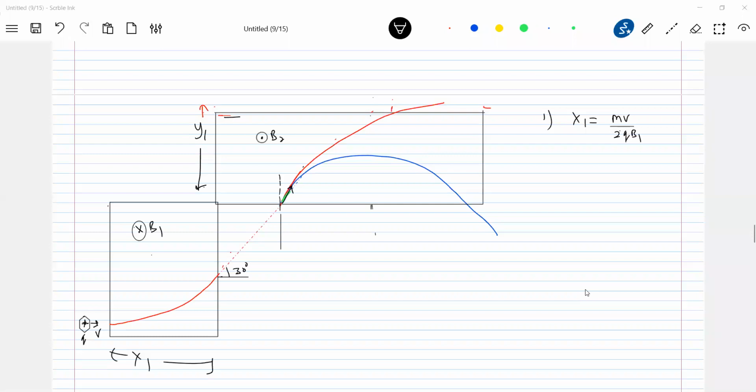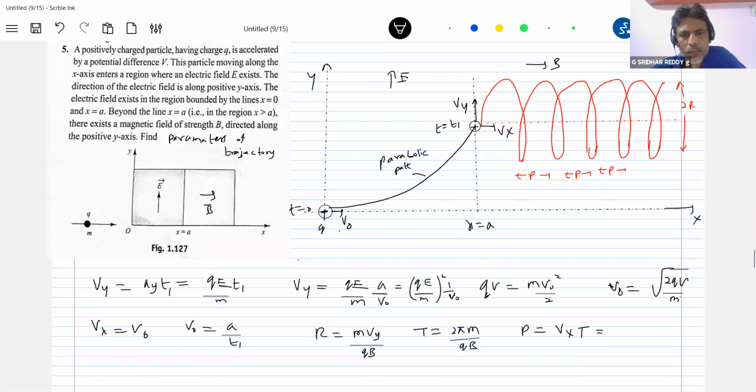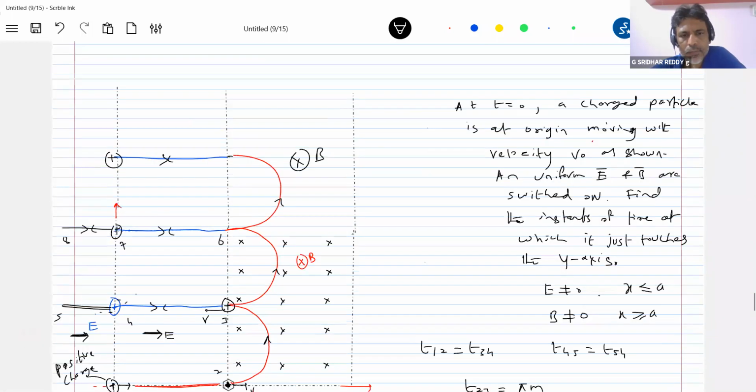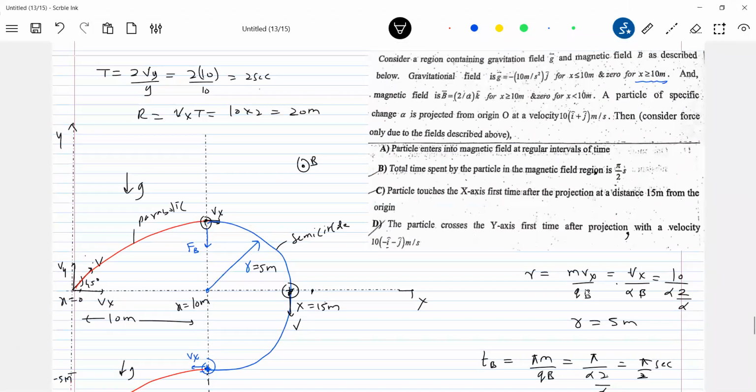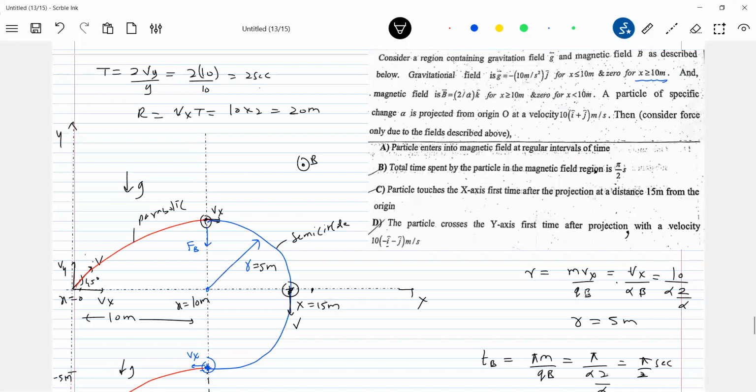Sir, I have a doubt, sir. The previous question. The one previous to it, sir. This one? Yes, sir. Sir, in this question, how did you take angle 45 degrees? It is given 10 i cap plus 10 j cap. What shall I do? Okay, look at the velocity.